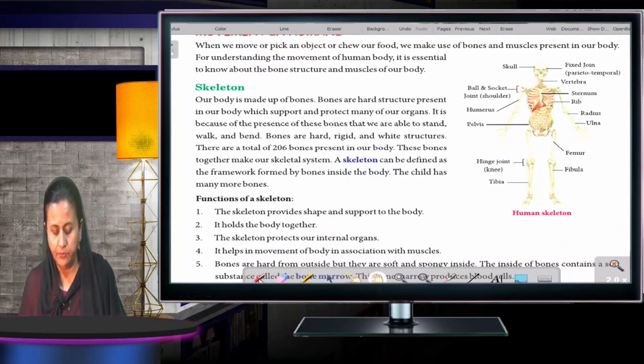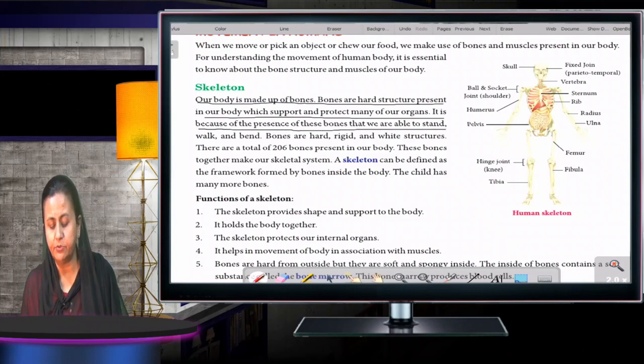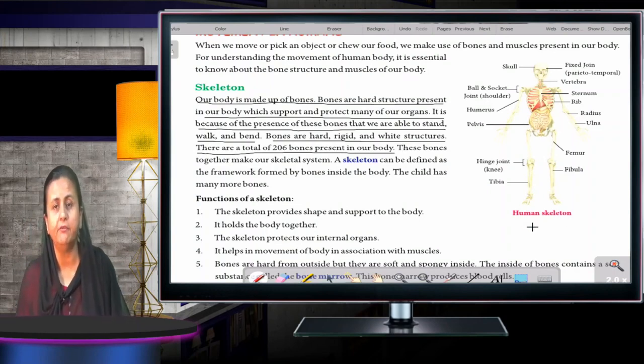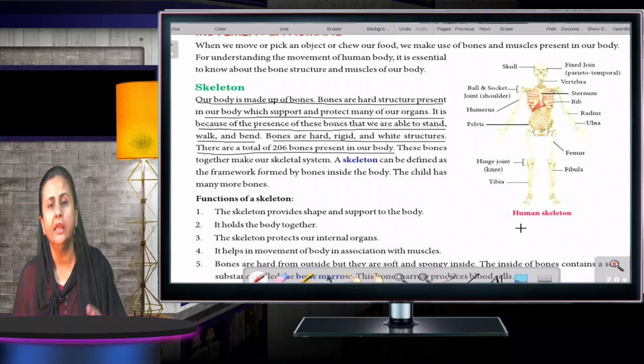Okay, now a body is made up of bones. Bones are hard structures present in a body which support and protect many organs. It is because of the presence of these bones that we are able to stand, walk and bend. Bones are hard, rigid and white structures. There are total 206 bones present in a body. Children, an adult body has 206 bones, but when a child is born, it has got more than 206 bones.